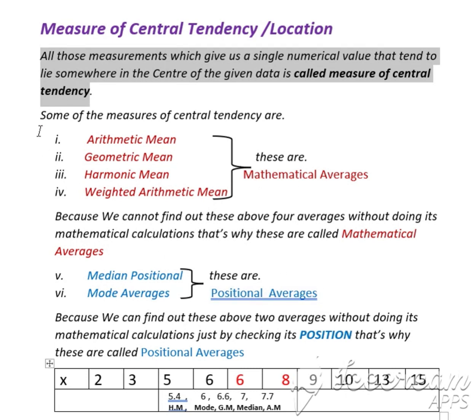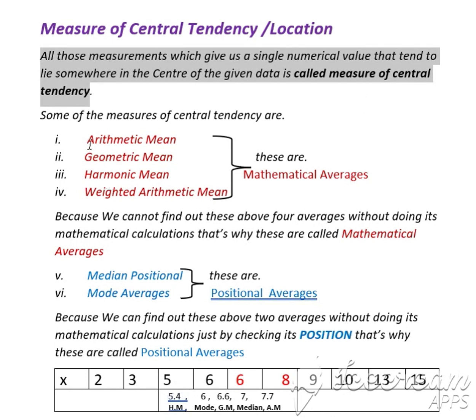Now let me tell you why we call these six, the above four and the below two, altogether six measures of central tendency. Why are all these six called measures of central tendency? Because after calculation of each one, the answer will lie, or tend to lie, somewhere in the center of the data set. That's why it is called a measure of central tendency.